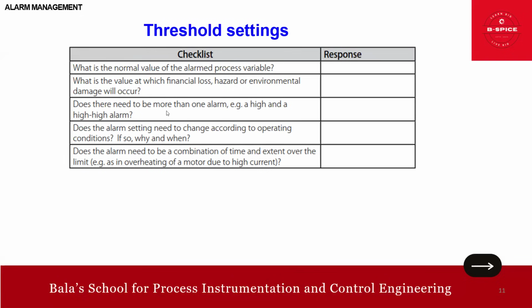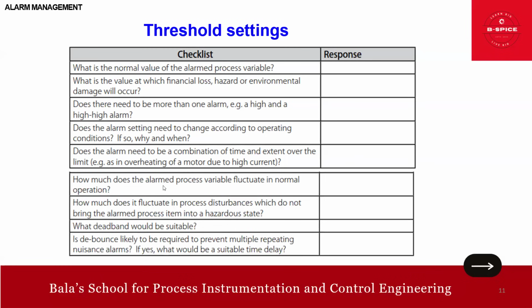Does there need to be more than one alarm, meaning high and high-high? Does the alarm setting need to change according to operating condition? If so, why and when? Does the alarm need to be a combination of time and extent over the limit, like for example the overheating of a motor due to high current? And how much does the alarm process variable fluctuate in normal operation? How much does it fluctuate in process disturbances which do not bring the alarm process item into a hazardous state?